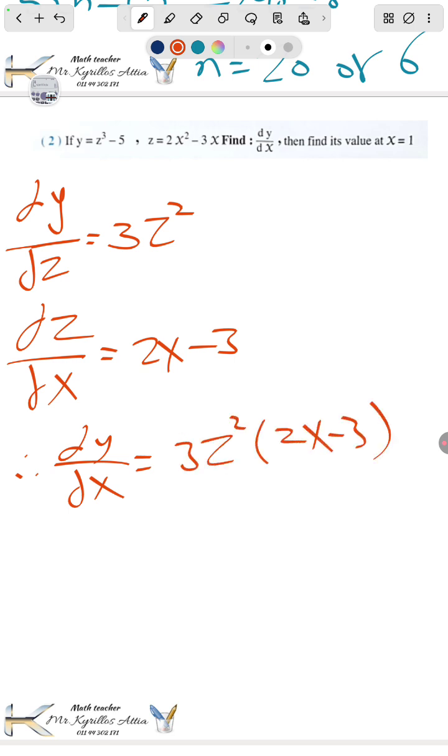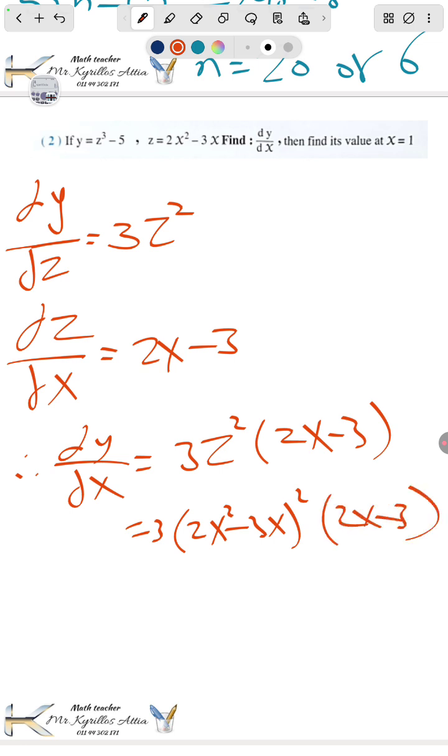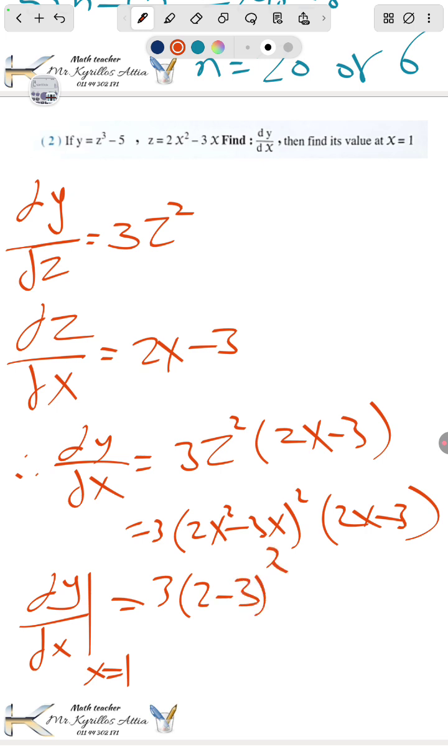At x equals 1, so it will be 3 times (x squared minus 3x) all squared times (2x minus 3). At x equals 1, we can write dy over dx at x equals 1, so it will be 3 times (1 minus 3) all squared times (2 minus 3), which is equal to negative 12 by using a calculator.